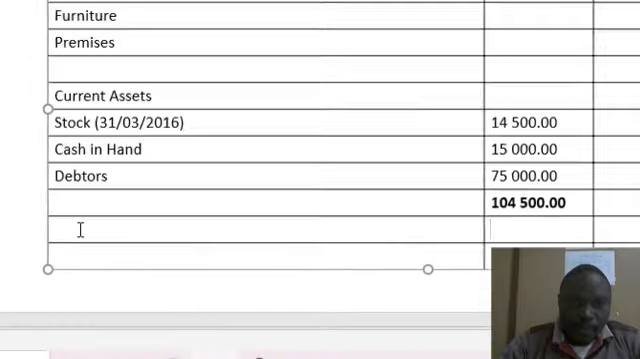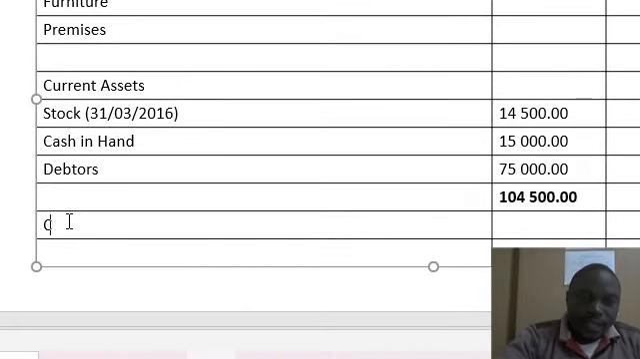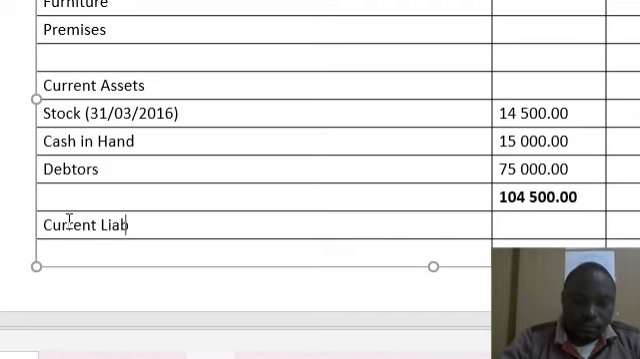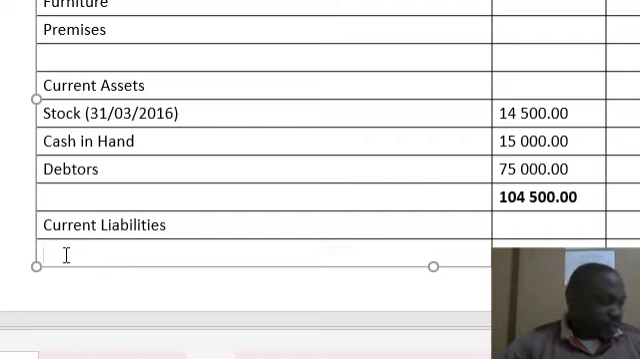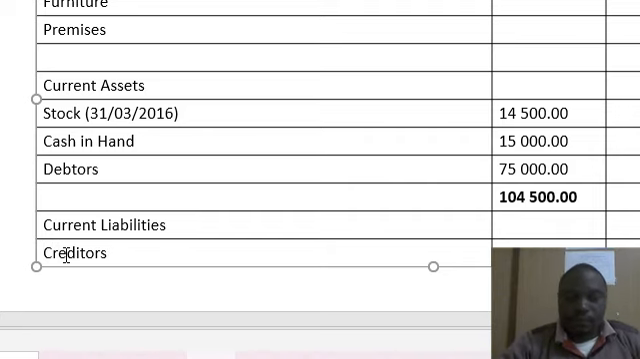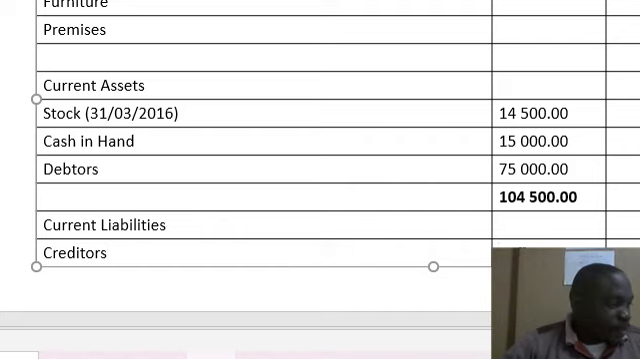Let's move to the next thing. What do we do? All right, we enter the current liabilities. Let's identify the current liabilities. We have creditors. Creditors, it's how much? 35,000 kwacha.